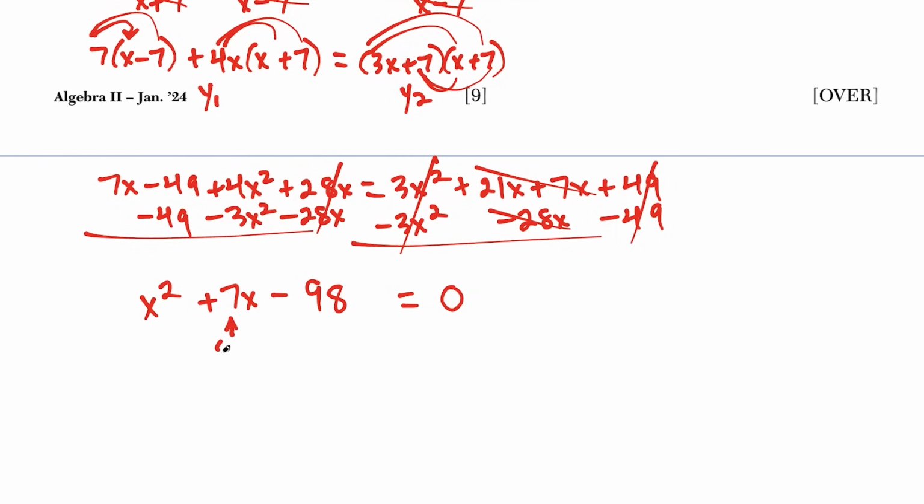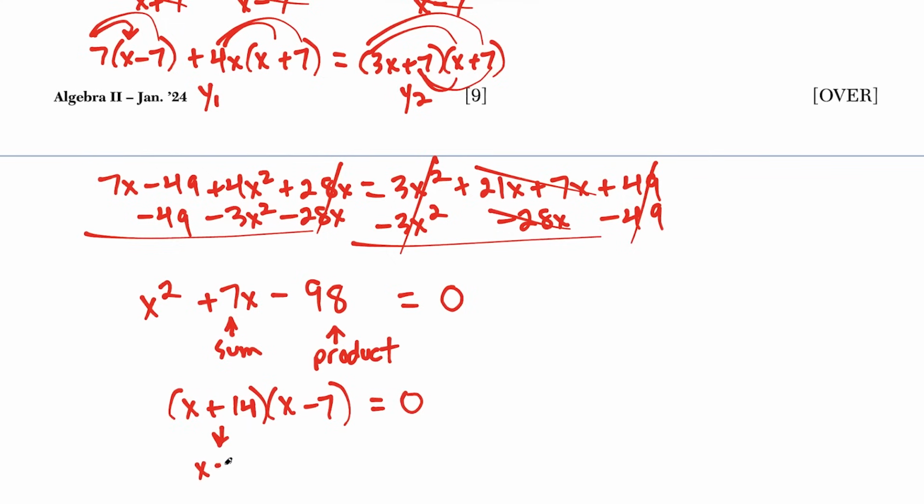We need two numbers that have a sum of 7 and a product of negative 98. And the two numbers, if you think about it, would be x plus 14 and x minus 7. 14 minus 7 is 7, and when you multiply those two, you get negative 98. And then the roots here would be x equals negative 14 and positive 7.